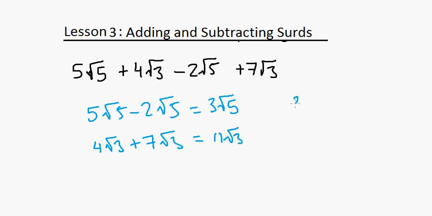So now your final simplified form is 3 root 5 plus 11 root 3, which is the same as 3a plus 11b, like we got at the start. This is how you would simplify it. There's not really much to cover with adding and subtracting surds. It's just the concept, and that you keep practicing and getting used to it.